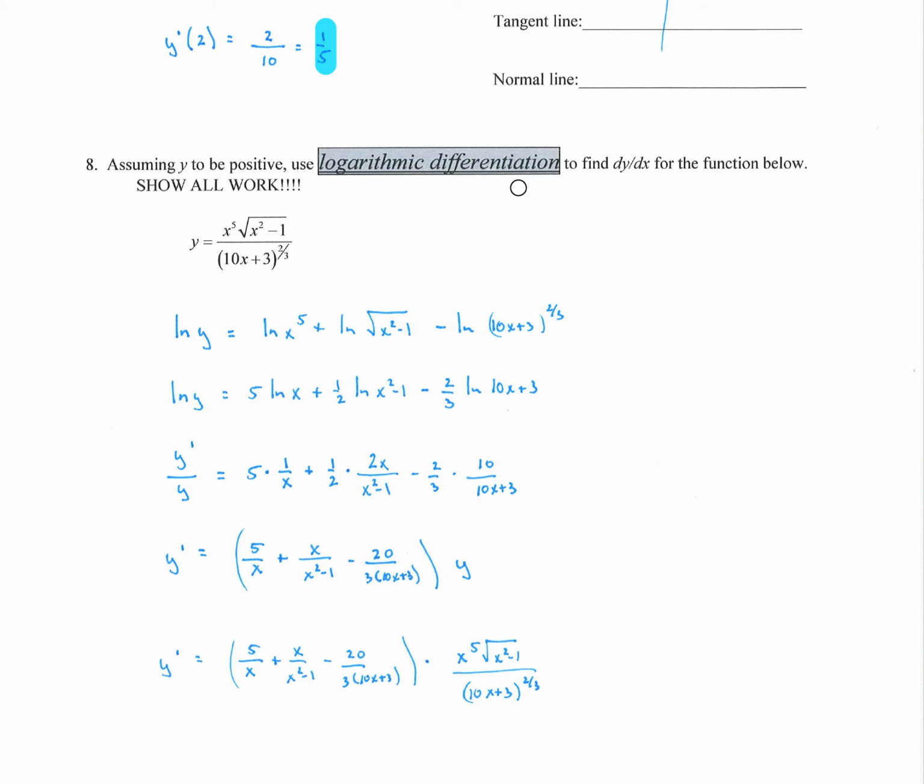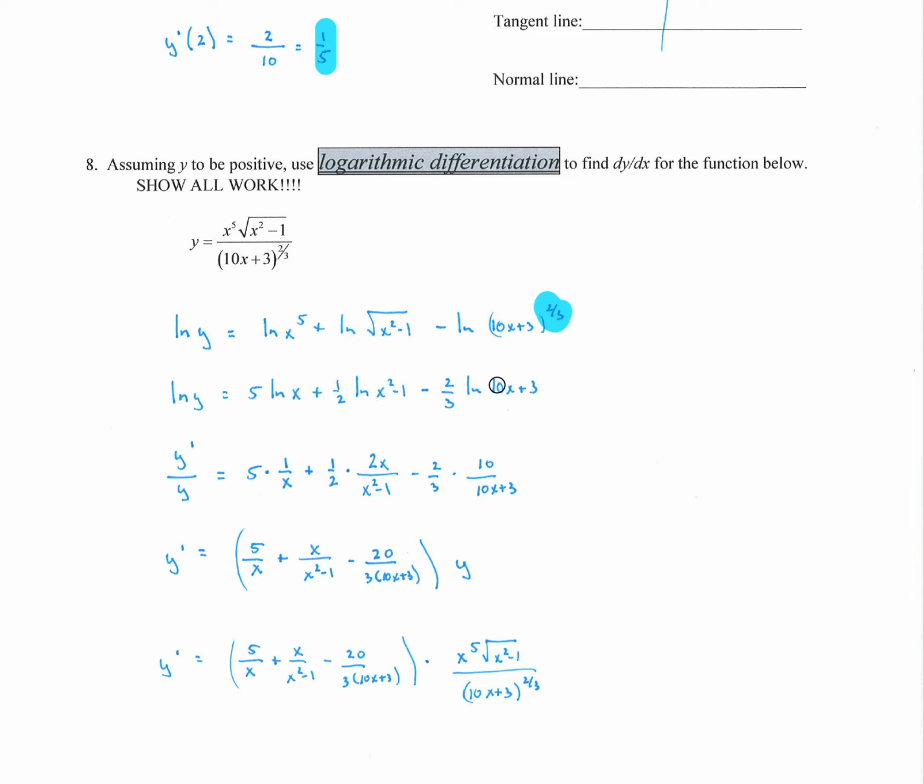Logarithmic differentiation is a useful technique. So instead of doing some crazy product, power, quotient rule over here, I can apply logarithms to both sides. I can use logarithms to say the logarithm of a times b over c is really the logarithm of a plus the logarithm of b minus the logarithm of c. And then I can use the power property of a logarithm to bring those down, bring the half down, bring the 5 down, and then I've got nice easy derivatives of logarithms.